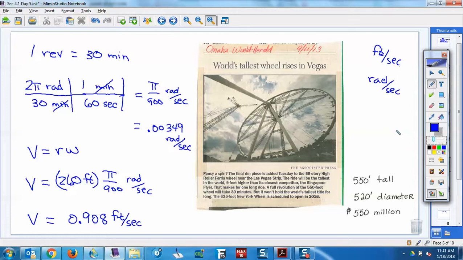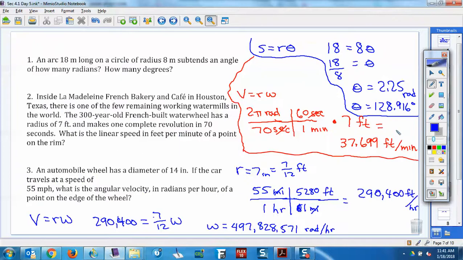And then V equals RW. So once I have the radians per second, all I got to do is multiply by the radius. 260, right? 520 diameter, 260 radius. And then the radians just disappears, and I get feet per second. A lot like what we were just talking about with those two. Angular velocity, once you have it, you just multiply. Okay, now.